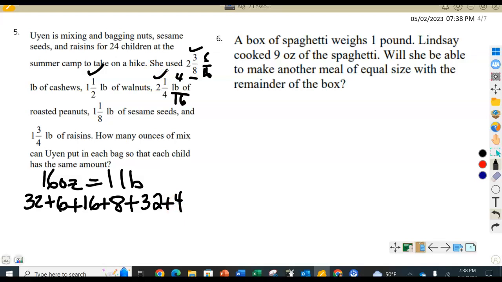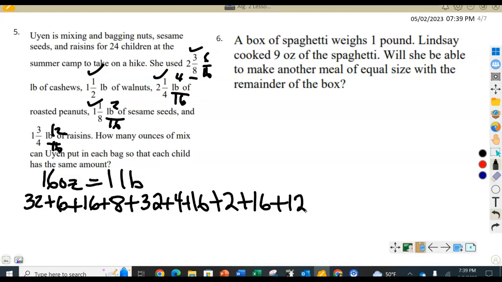Now we've got 1 1/8. So 1 pound again is 16 ounces. And then we have 1/8. 8 goes into 16 twice. So there's 2 more ounces we need. So we got this one. And then the last one is 1 3/4 pounds. We know that 1 pound is 16 ounces. Go ahead and add the whole number. 3/4, again, 4 goes into 16 4 times. 4 times 3 is 12. So 12 more ounces.